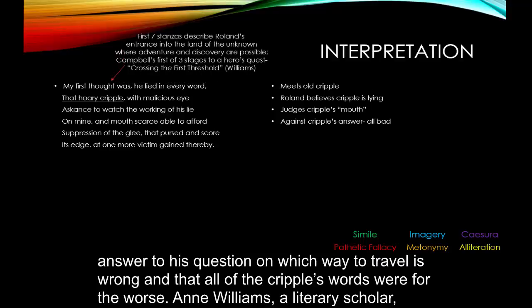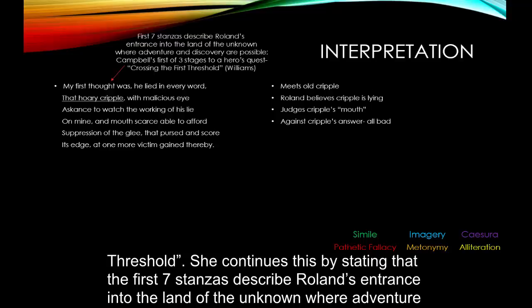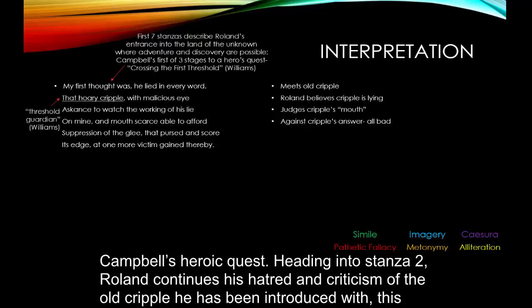Anne Williams, a literary scholar, argues here in the first stanza that this is the beginning of Campbell's first of three stages of a hero's quest, titled Crossing the First Threshold. She continues this by stating that the first 7 stanzas describe Roland's entrance into the land of the unknown, where adventure and discovery are possible. Williams also points out that the cripple acts as a threshold guardian in the story, as compared to Campbell's heroic quest.